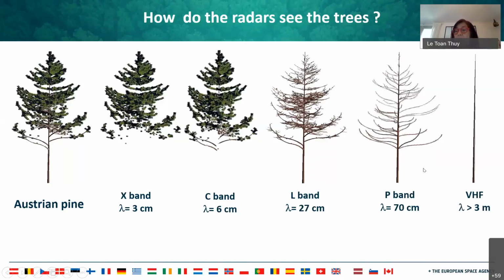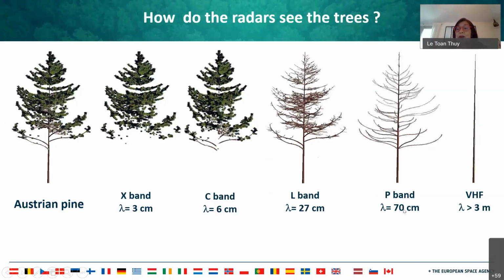And we did an experiment before using VHF, very high frequency, 3 meters wavelength. We see just the trunk. Okay, so the radar sees objects which are somehow proportional to the size of the wavelength.